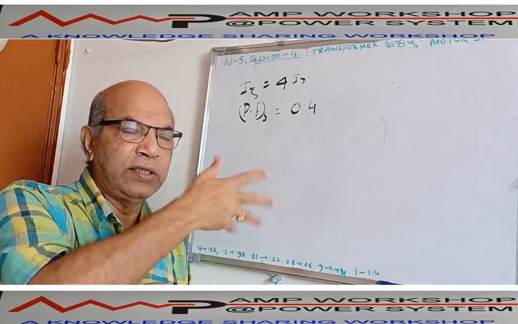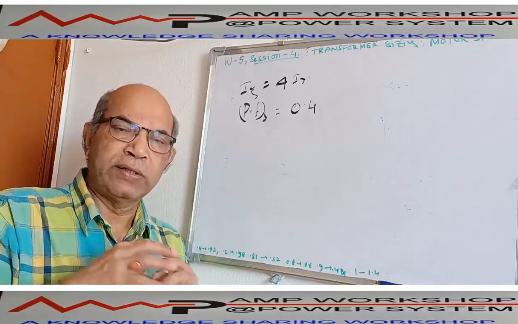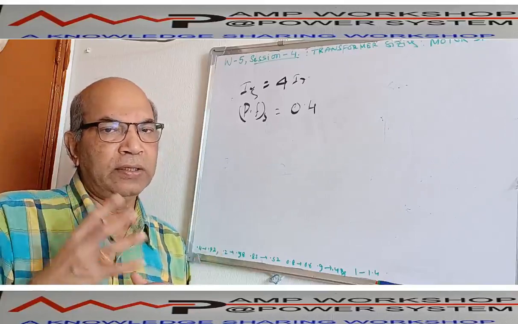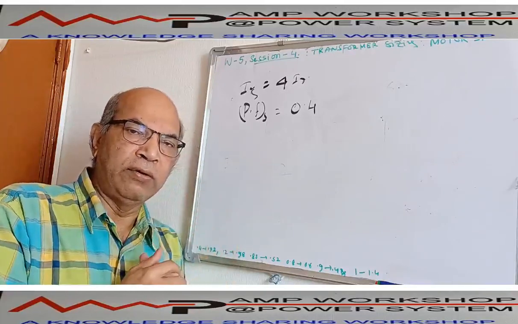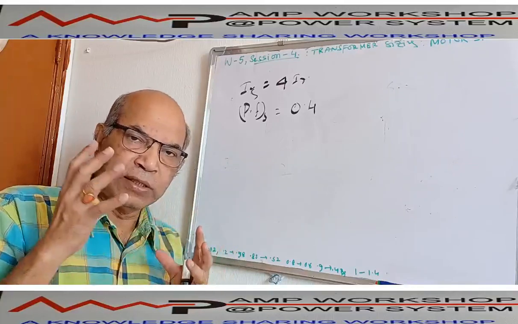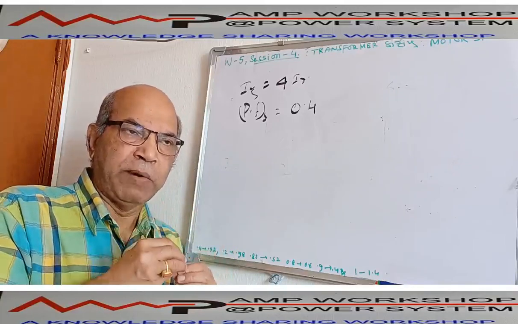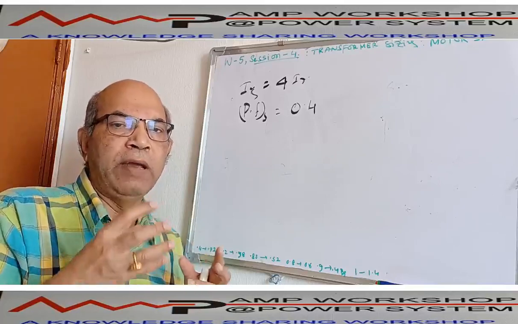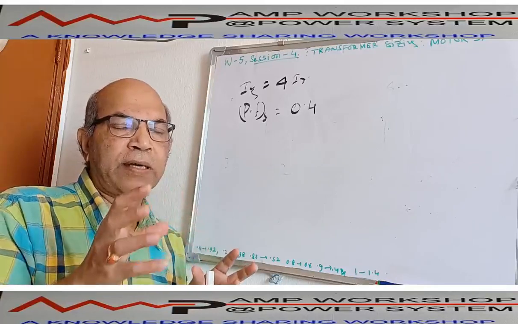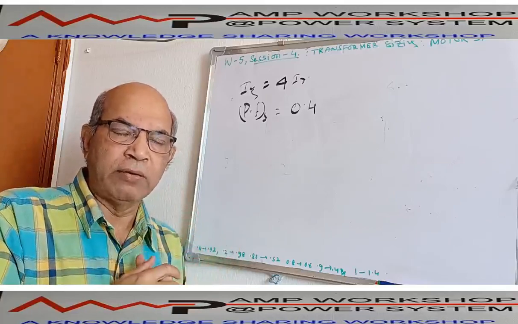So considering the scenario, there are mainly two scenarios. One is a starting scenario, another is a running scenario. So what we have to do is calculate, during the running scenario, how much kilowatt, how much kVAR, that means how much active power in kilowatt, how much reactive power in kVAR, and how much apparent power in kVA is required at a definite running power factor. That is one part we have to calculate.